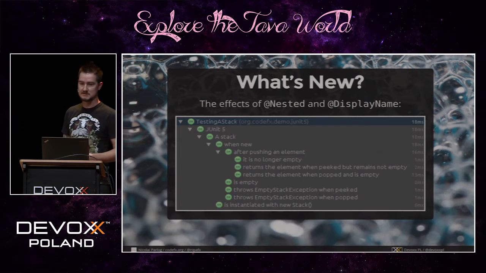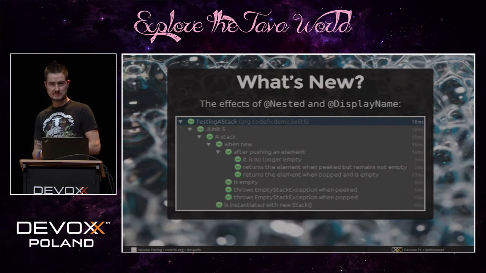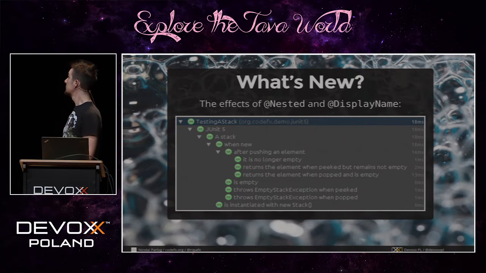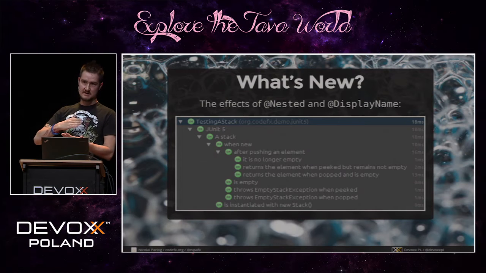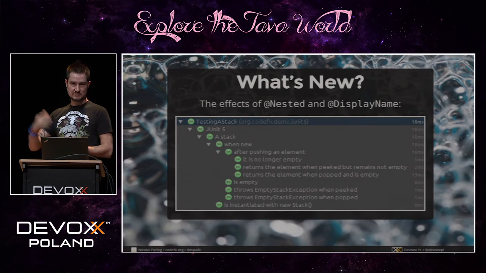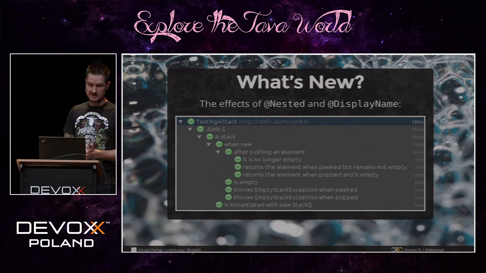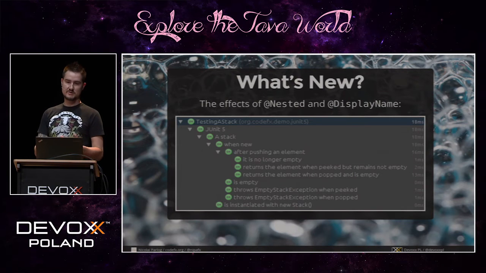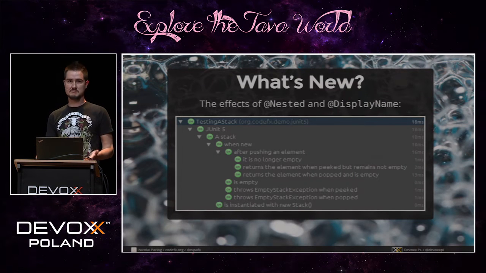So if I use nested and display name, and then I use IntelliJ to run the tests, this is what I get. I hope everybody can read it. So what you get is basically a very BDD-style description of what's going on. I can read that a stack, when new, after pushing an element, is no longer empty. And I think that's pretty descriptive.